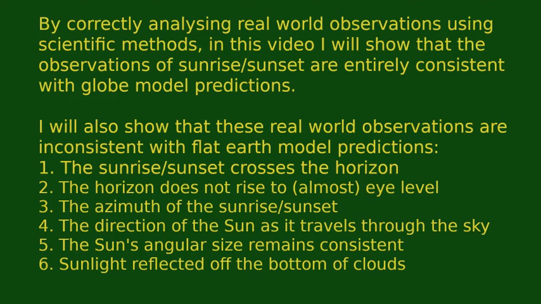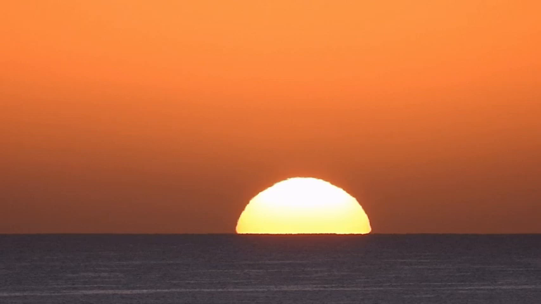So let's get started. We'll do a quick recap of part 1 where we looked at a sunrise over the ocean on the 2nd of September. And we've got the sun emerging over the horizon. This is completely contrary to the flat Earth model, even though the flatties will not accept that.